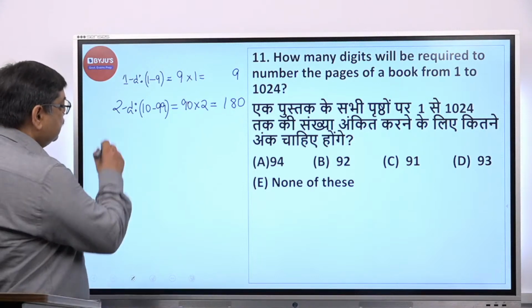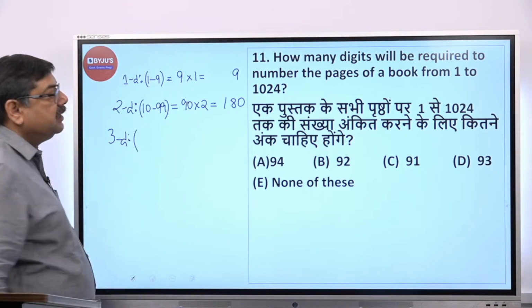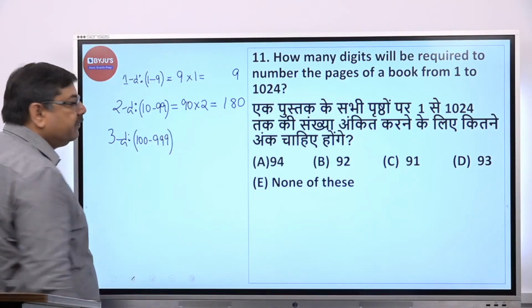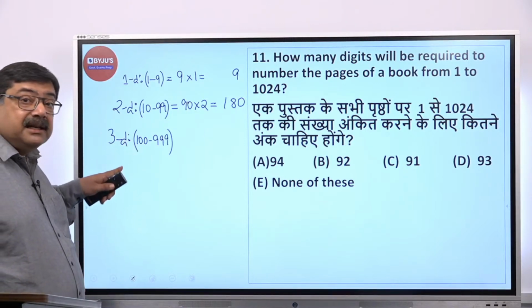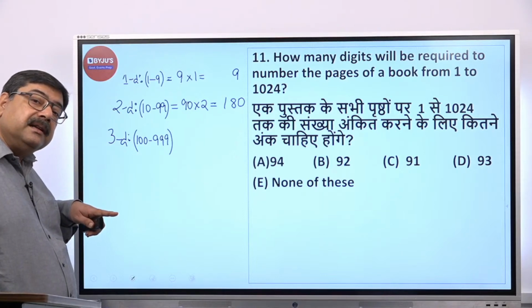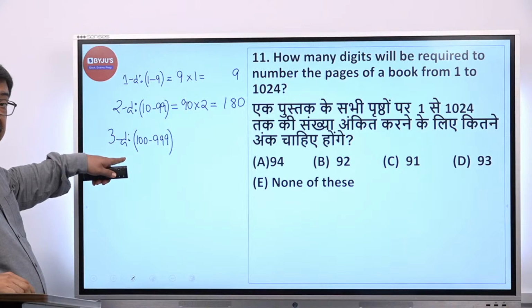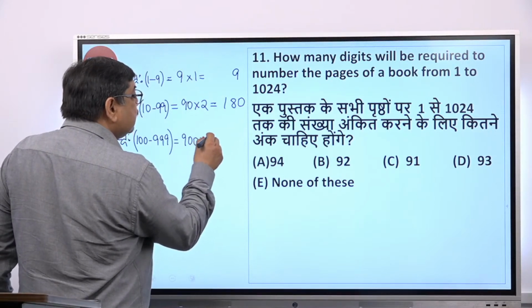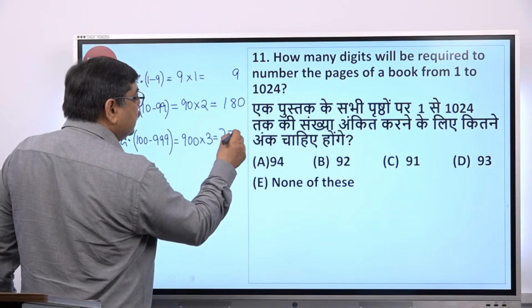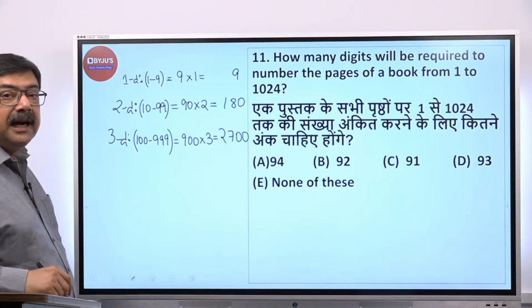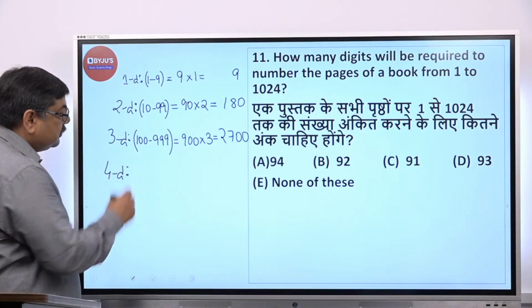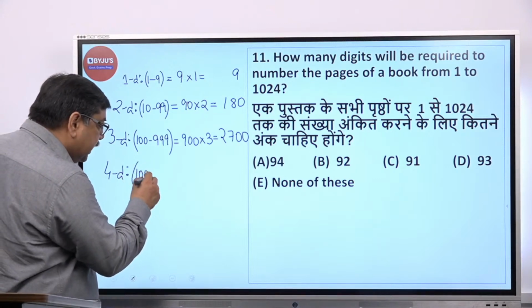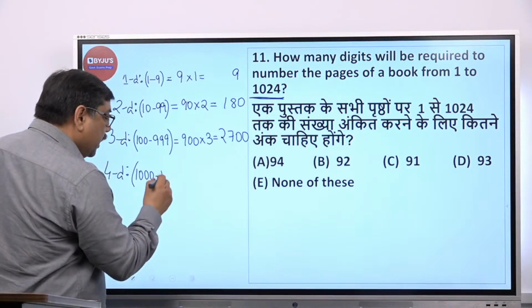All right. Next, we also have 3-digit numbers. Isn't it so? From where to where? Well, we have them from 100 to 999. How many numbers are these? 999 minus 100 is 899 plus 1. That is 900. We have 900 such numbers and each number consists of 3 digits. So we have 2700. Correct? Then you have 4-digit numbers. All right? 4-digit numbers from where to where? You have numbers from 1000 to, already given to you, till 1024.